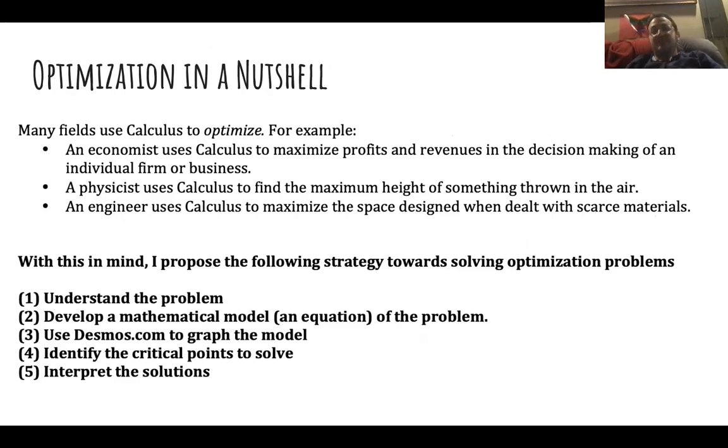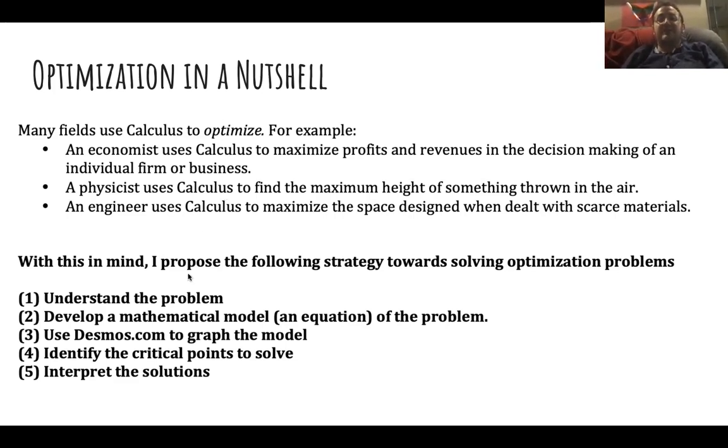Optimization is in a lot of different fields that use calculus. The economist might use calculus to maximize profits and revenues and the decision-making of an individual firm or business. A physicist might use calculus to find the maximum height of something, or the engineer might try to optimize or maximize the space design when dealing with scarce materials.